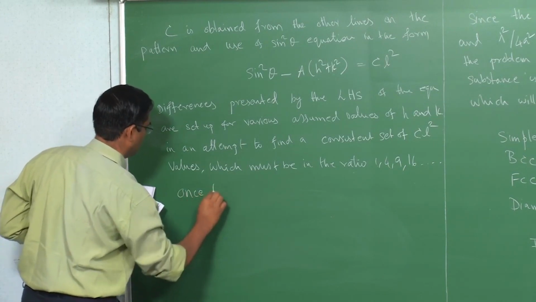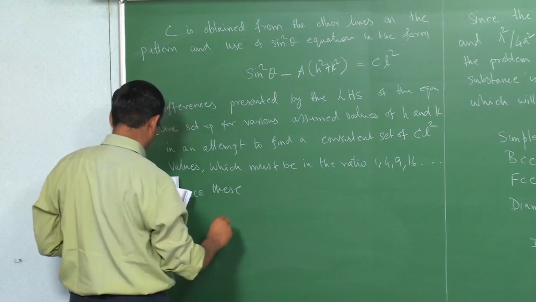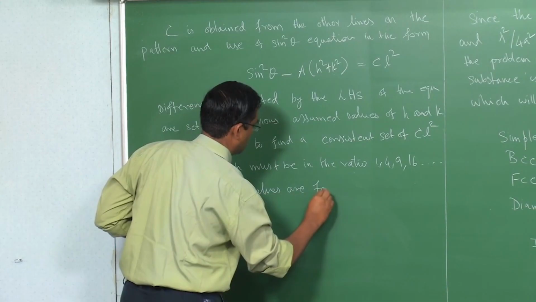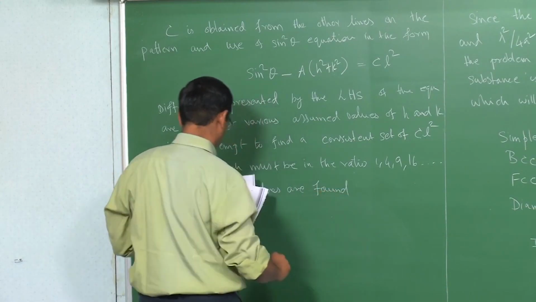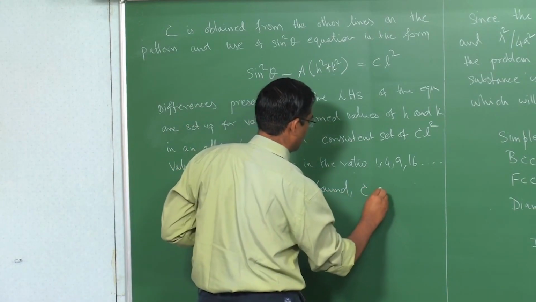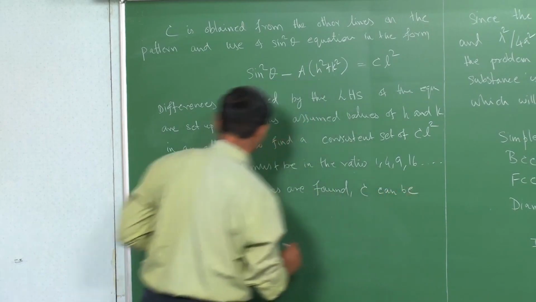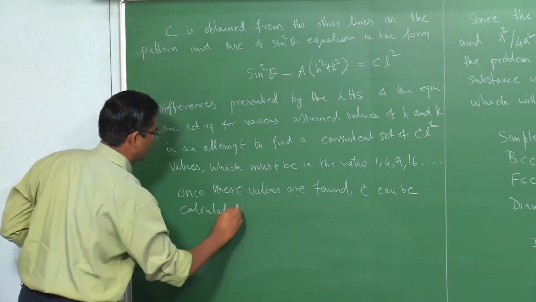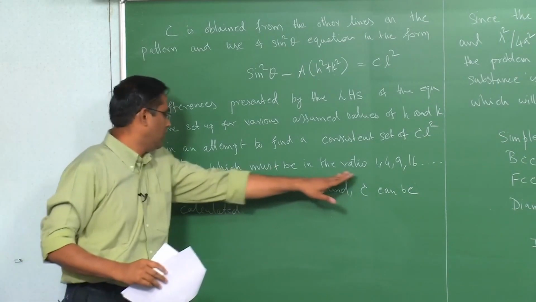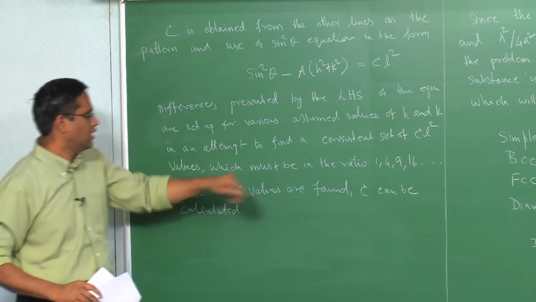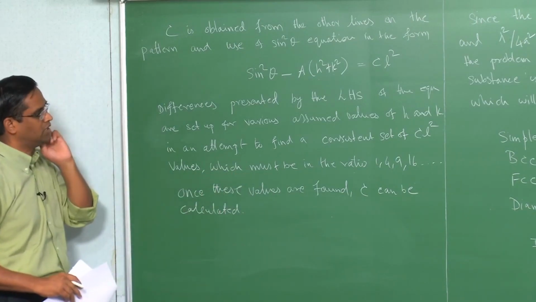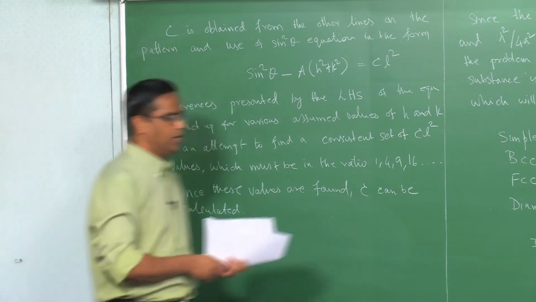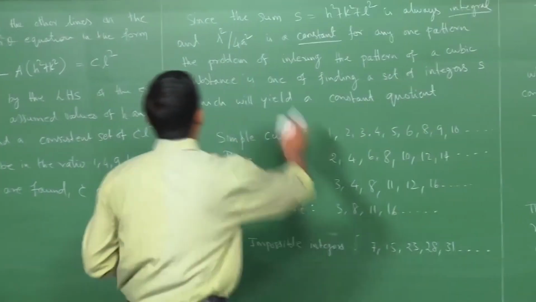So, once these values that we are mentioning here are found out, C can be calculated. So, that is how it goes with the tetragonal system. Now, we will look at other systems.